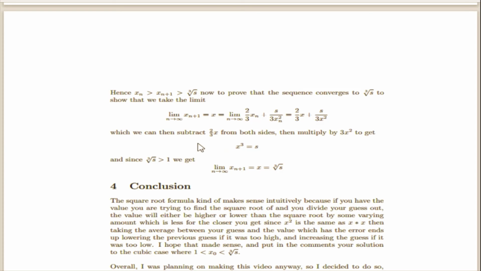And since the cube root of s is greater than 1, which means it is greater than 0, so we don't need to think about the negatives, the limit as n approaches infinity of x sub n plus 1 equals x, which equals the cube root of s. Therefore, we have proved that it converges.